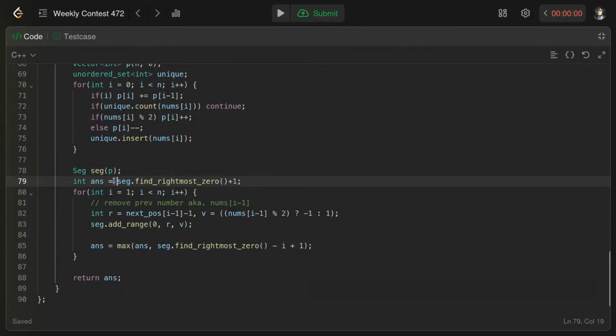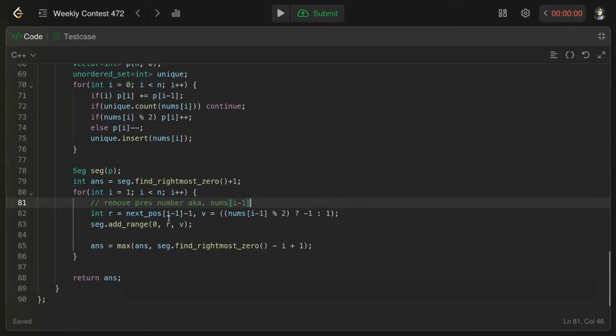My initial answer will be from L equals 0 to the rightmost 0. So that's why it's rightmost 0 minus L, which is 0, plus 1. So this is my initial answer. Now for each L from 1 to N, I will remove the previous L. So nums[i-1], I'm going to remove from my structure.